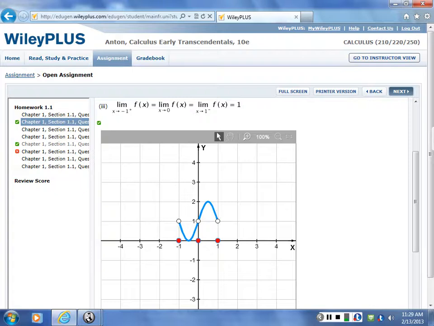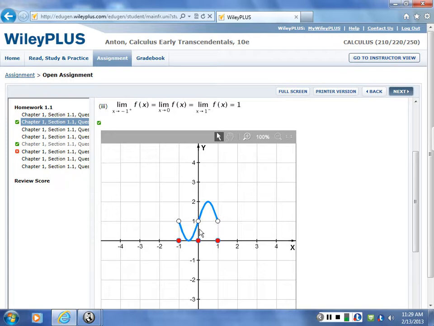Your graph has to be on the domain here, so you need a point from -1 to 1. Everything in between has to be defined. But the way you go about it can be any way you like. Wiley gives you this graph, so you put it in the right spot.